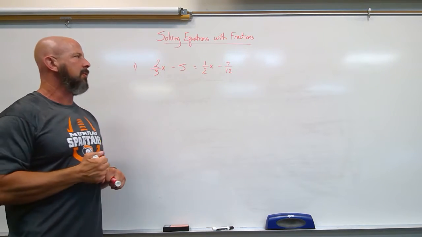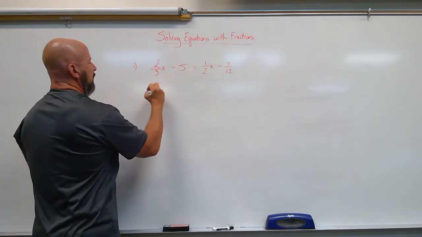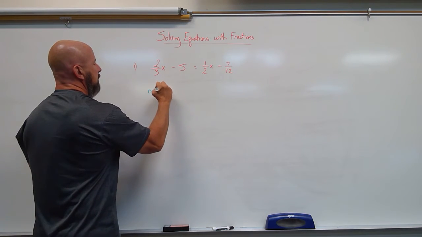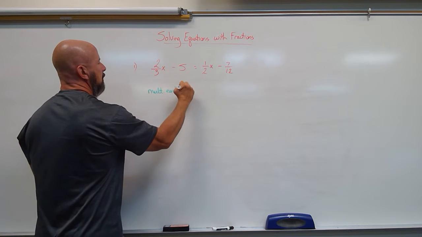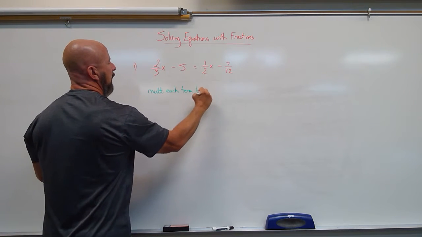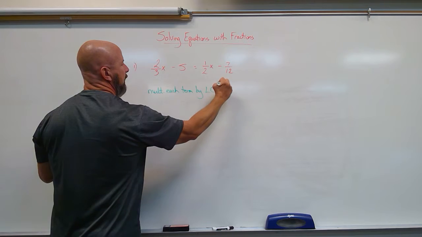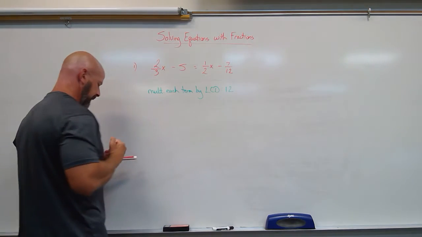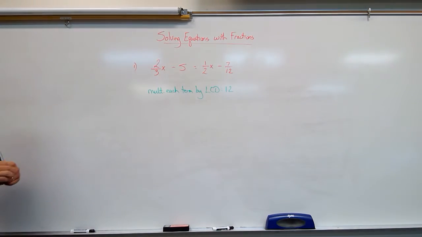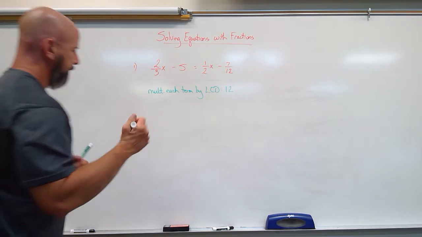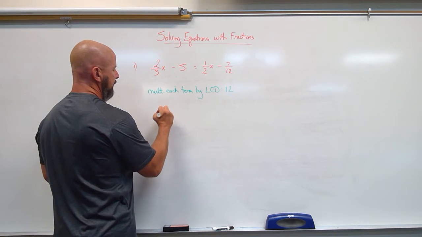So what I want to do is multiply each term by the least common denominator, 12 in this case. Each term by a 12. The idea on equations, from your past, is that if you do something to one side, you have to do it to both sides. So that's all I'm going to work with here. I'm going to multiply everything by 12, which means I'm multiplying both sides by 12. So I'm just going to rewrite the equation here.